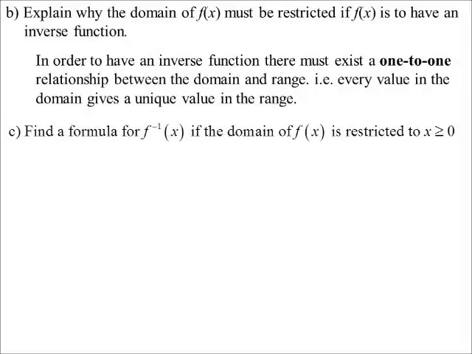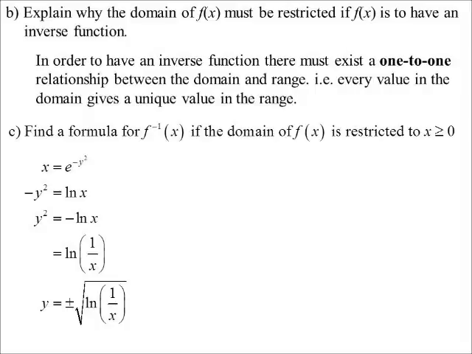All right, we're going to find a formula for the inverse. They've told us what the restriction is going to be. It's going to be x is greater than or equal to 0. Swap the x and the y's around. So x is equal to e to the minus y squared. Minus y squared is log x. y squared's minus log x. I brought the negative in as a power because I'm always uncomfortable with y squared equals negative. So I've made it log of 1 on x, and then y would equal plus or minus.